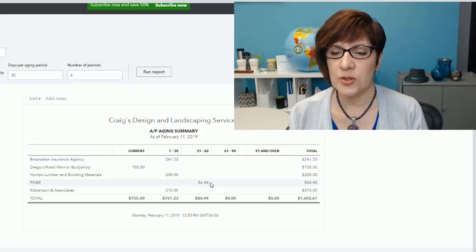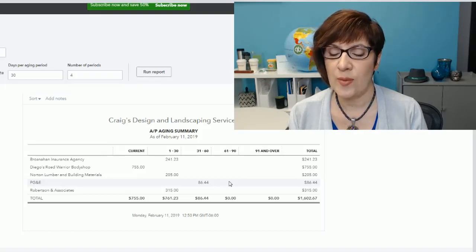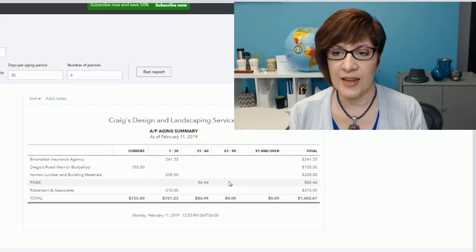Here you want to make sure then that you are paying your vendor bills on time, and then you're identifying any vendor bills that perhaps are invalid or were entered incorrectly so that you can get that cleaned up.